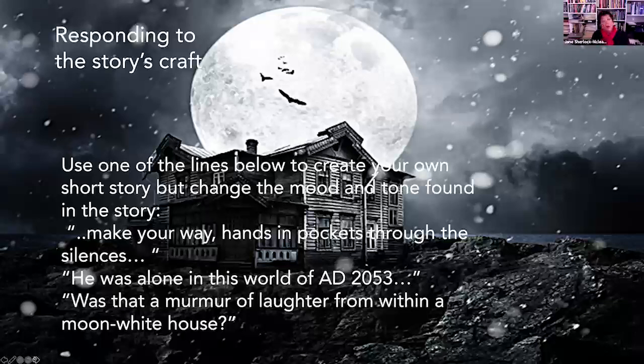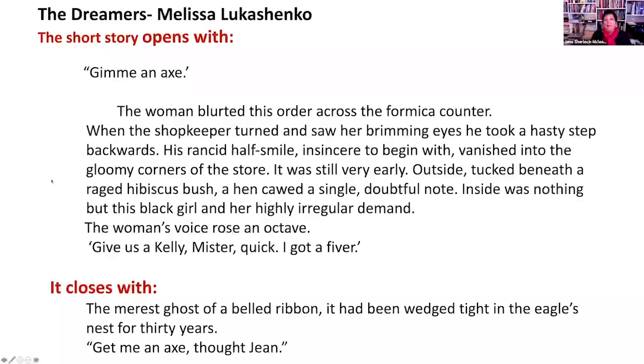So any one of your texts, just choose three or four really effective lines and use that as a way of writing your own. And in this case, you could have changed the mood. Melissa Lukashenko, I think this is a marvellous piece of writing, because look how she opens, "give me an axe," and she closes with, "get me an axe," thought Jane.